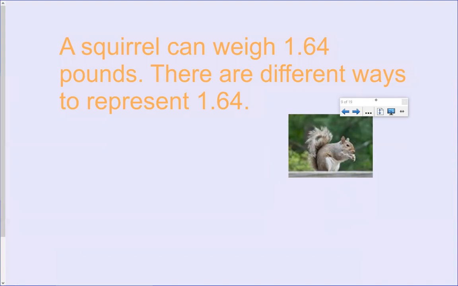But with this decimal, raise your hand. Can I show this in tenths? Just raise your hand. Can I show that decimal in tenths? William?